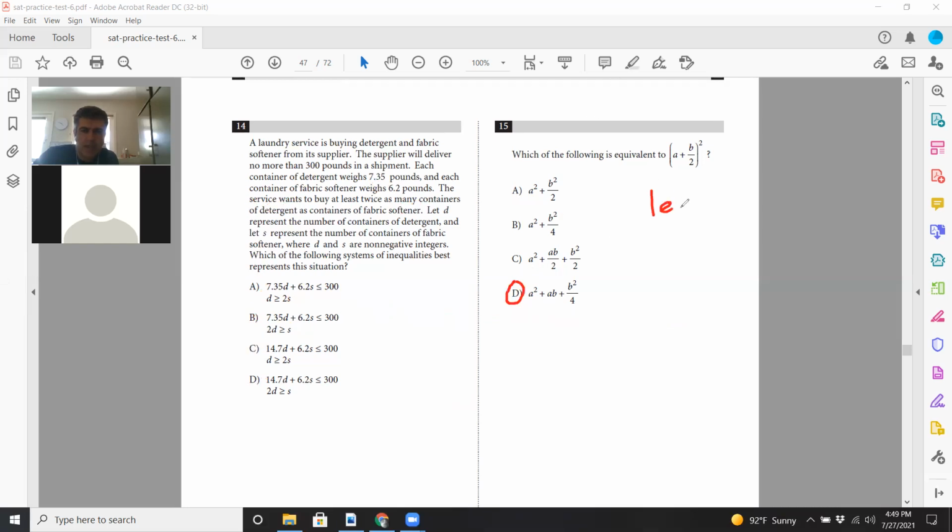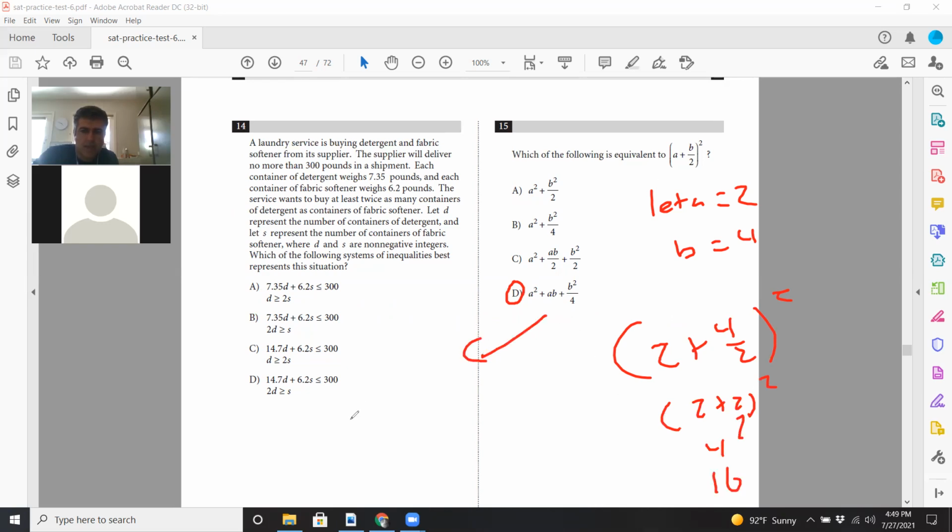So again, let A equal 2 and B equal 4. You can really make it any number you want, but I just chose one that's easy to work with. So you have 2 plus 2, 4 squared, which is 16. So if you work that out, you get A squared, which of course is 4, plus AB, which of course is 8, plus B squared over 4, 4 squared over 4, 12 plus 16 over 4. 12 plus 4 is 16. So you get a match.